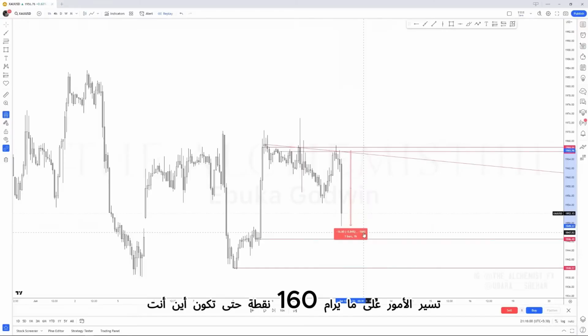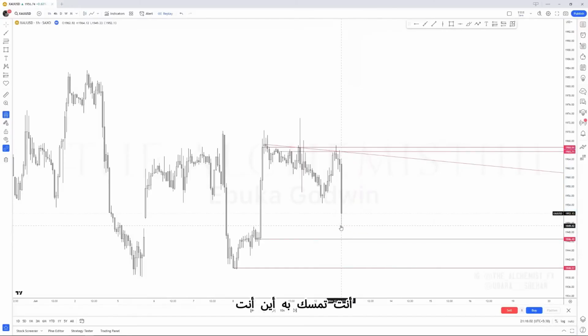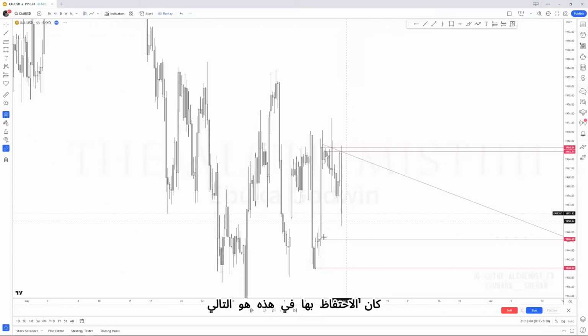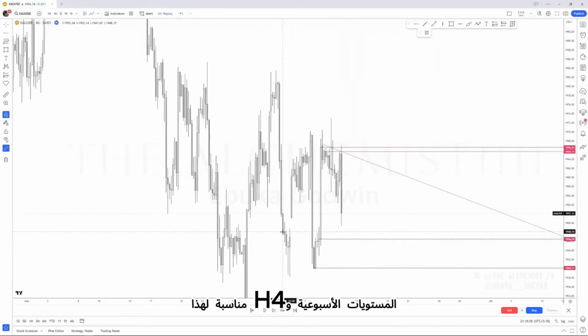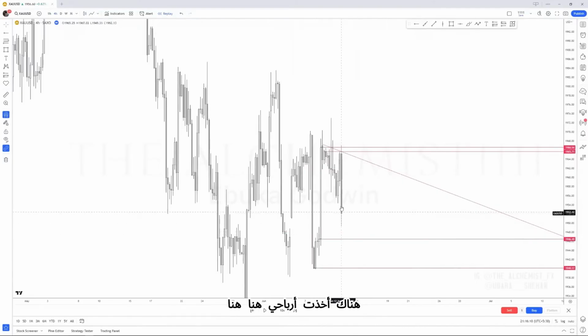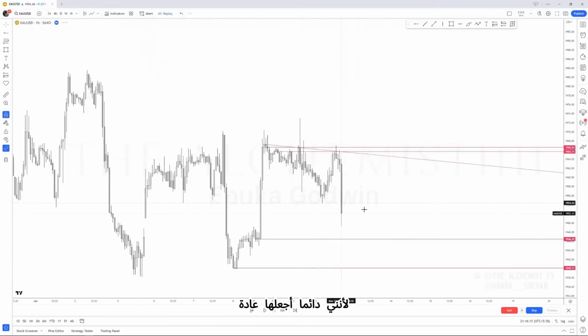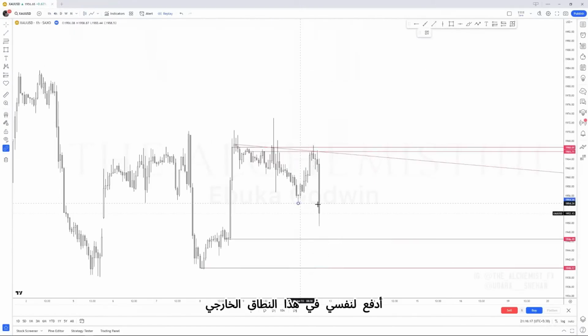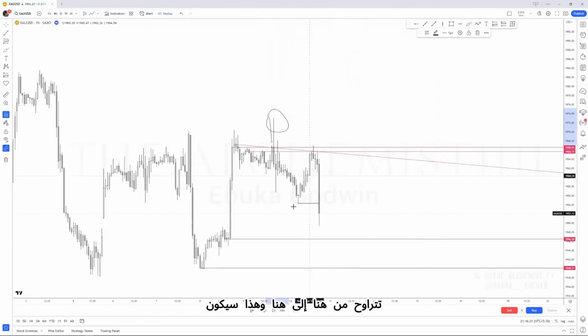Okay, 160 pips. So where are you holding it into? These were our next weekly and H4 levels, right? So you can hold the sell into that. I did not hold it there. I took my profits here, right here, because for me, I always make it a habit to pay myself at this external range liquidity, because if you take this as a range from here to here, this will be your external range liquidity, right? So I pay myself there, no problem.